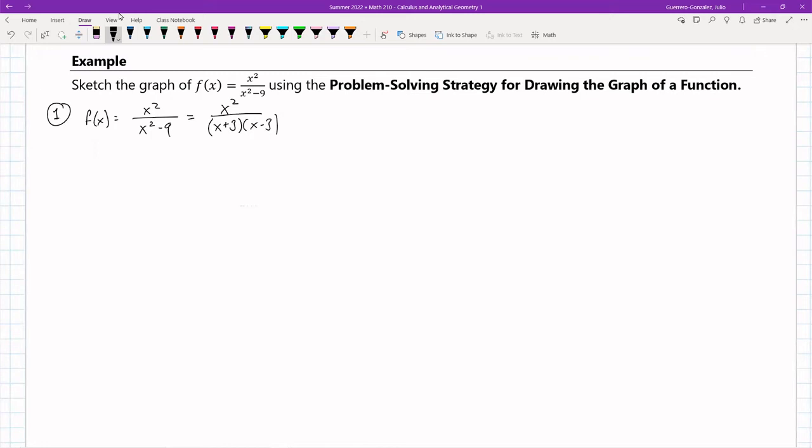If we take a look at this, we automatically see that our domain is negative infinity to negative 3, union negative 3 to 3, union 3 to infinity. I cannot plug in negative 3 and positive 3 because if I do, I divide by 0. Nothing canceled, so there are no holes. So we're good to go. Number 2, find x and y intercepts. Let's do x intercepts first.